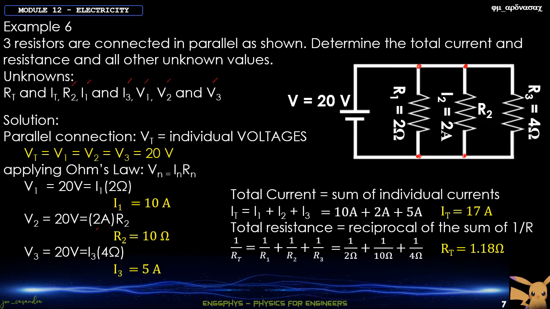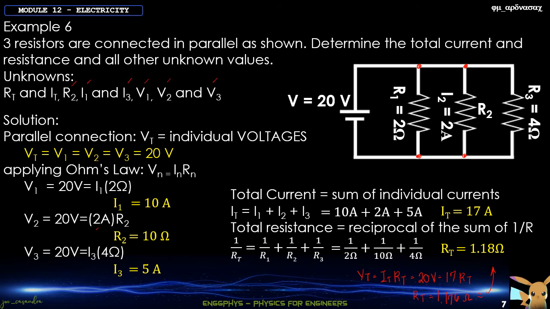Or we could simply just use our Ohm's law. V total is equal to I total times RT. We know total voltage is 20 volts. Computed IT is 17. So you can solve for RT, and it should also be equal to 1.18. So that's 20 divided by 17, giving us a value of 1.176 ohms, which is almost equal to this one.